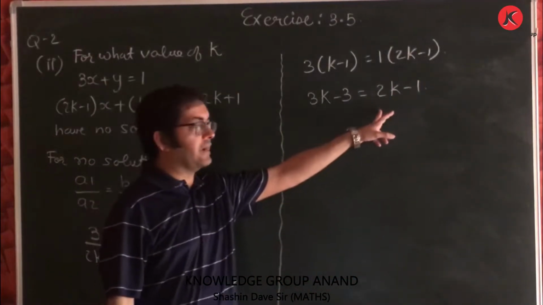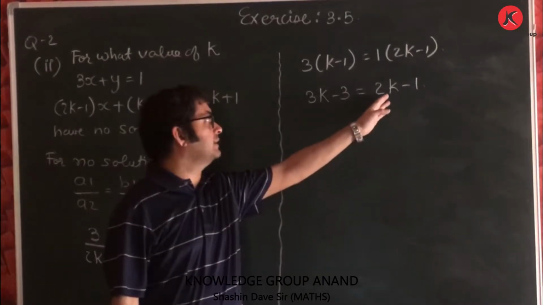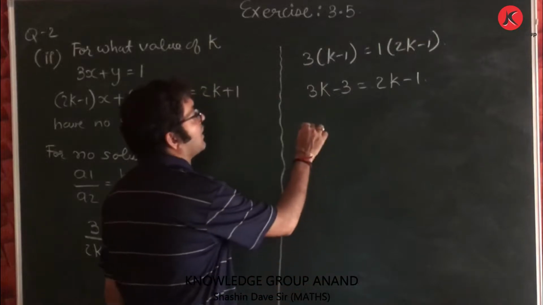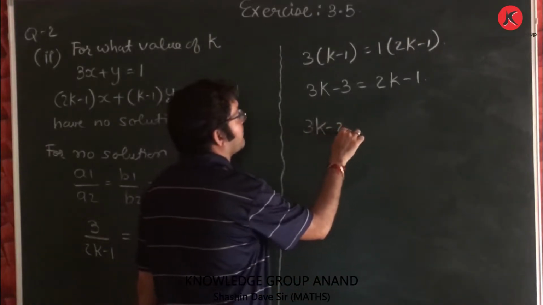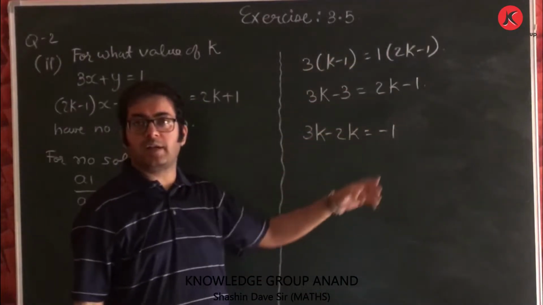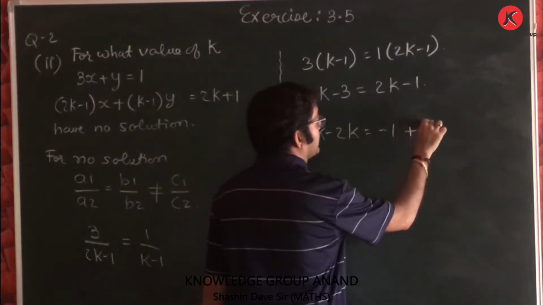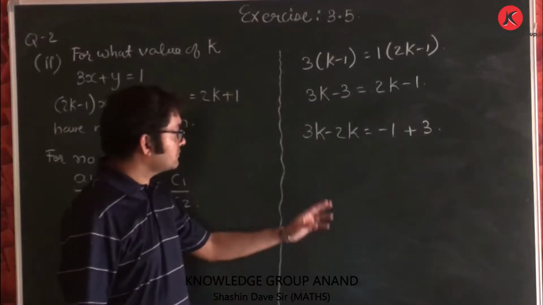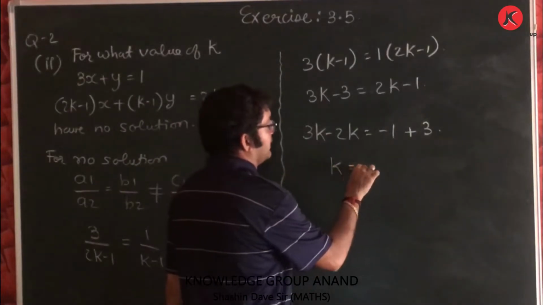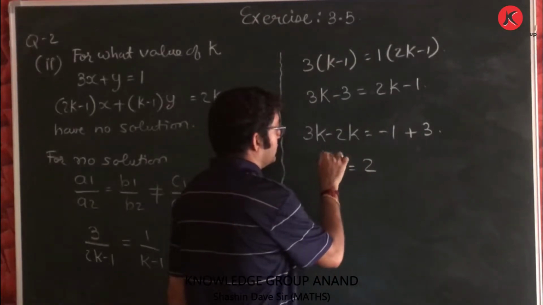So now to find the value of k, I will bring this 2k on the left hand side and take minus 3 on the right hand side. So I will have 3k minus 2k is equal to minus 1. Now minus 3 goes on that side and becomes plus 3, so minus 1 plus 3. Obviously 3k minus 2k is k. So k is equal to 3 minus 1, that is 2.